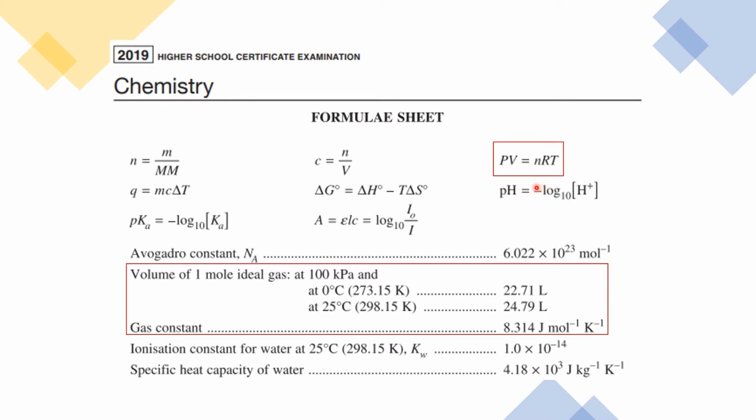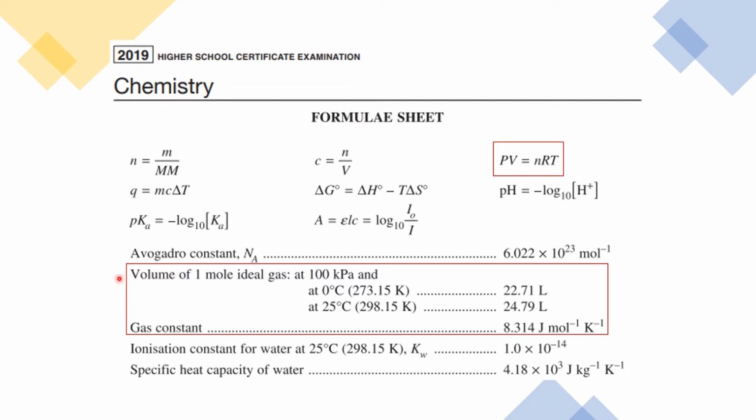It is PV is equal to nRT, where P is the pressure of the gas in a container, V is its volume, n is the number of particles, or number of moles in particular, that are present, and T is the temperature of the gas. Now R is this gas constant that we can see down the bottom here, and it is 8.314 joules per mole per Kelvin. It is a proportionality constant that's present in the equation to make sure that all of our variables in the equation actually work.